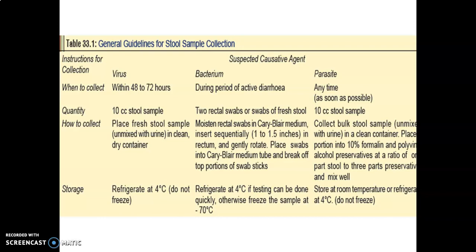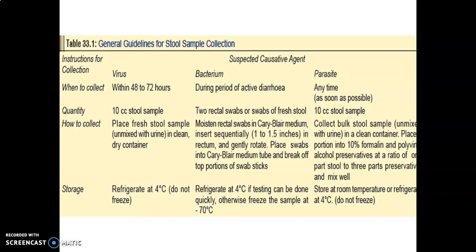And coming to parasites, collect a bulk stool sample. It should be unmixed with urine and placed in a clean container, in a proportion of 10% formalin or polyvinyl alcohol, which will act as a preservative, in a ratio of 1 part stool to 3 parts preservative, and it should be mixed.